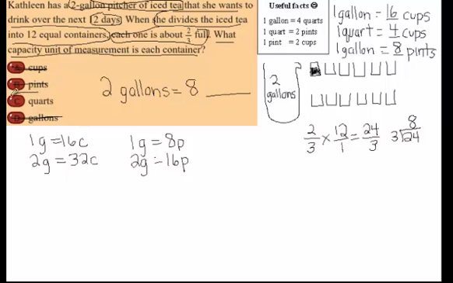It seems like our answer has to be quarts. I'm going to try and check though. 1 gallon is 4. Oh, the fact is right there. 1 gallon equals 4 quarts. 2 gallons equals 8 quarts. So the answer is that each container is 8 quarts.